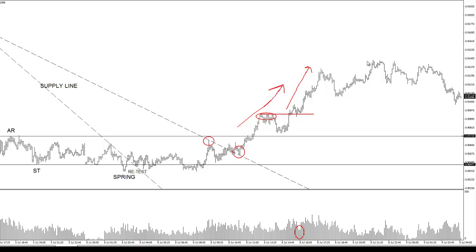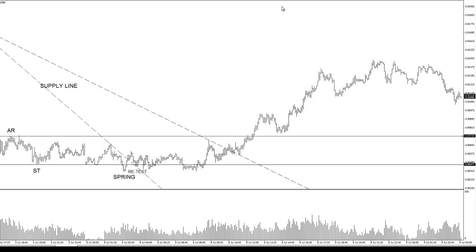As you can see, we got up to about the 145 level. I was targeting 155 approximately to get out of the trade. I did take my profits up in this area, and I'll go through that now.